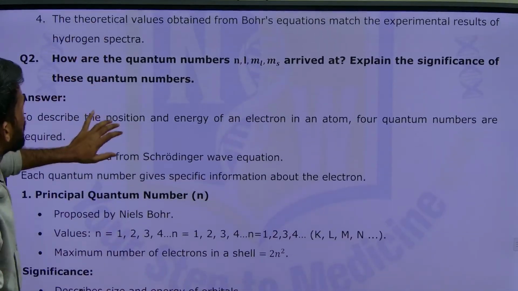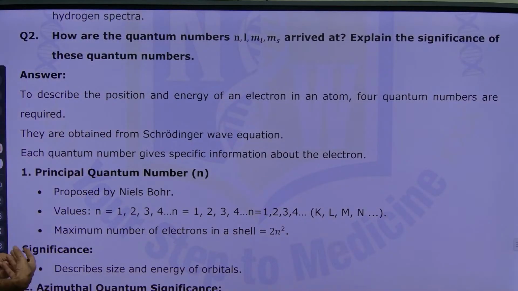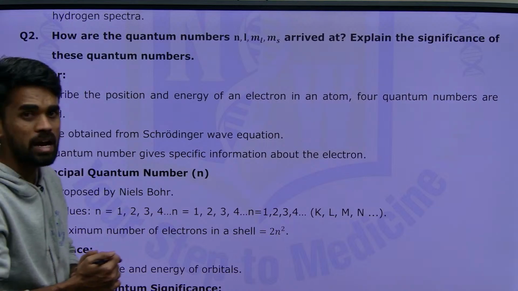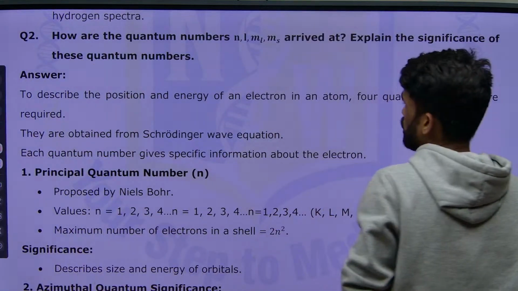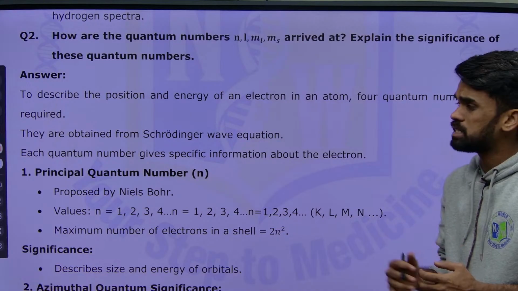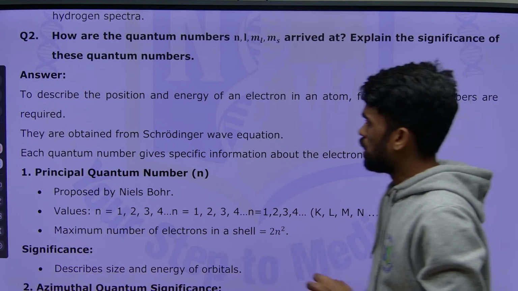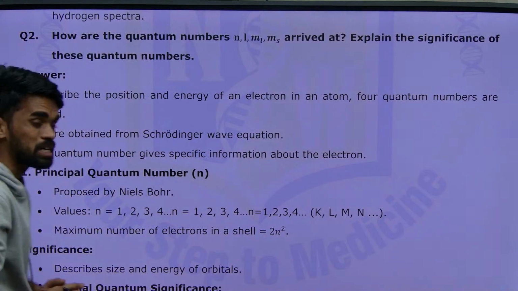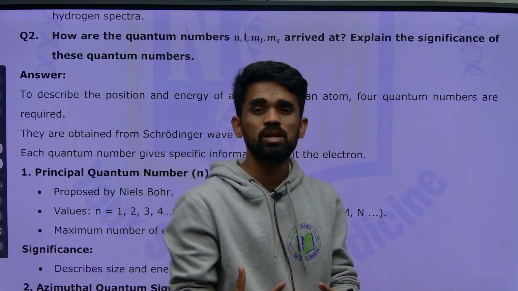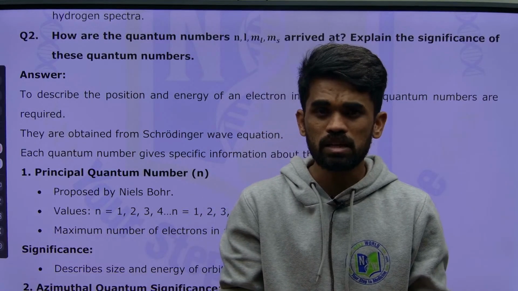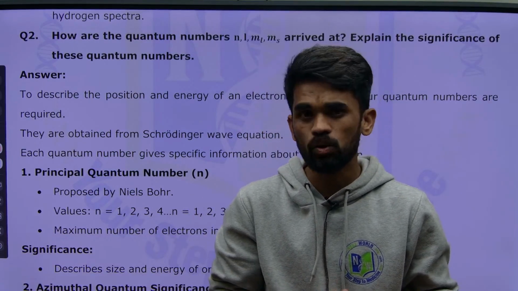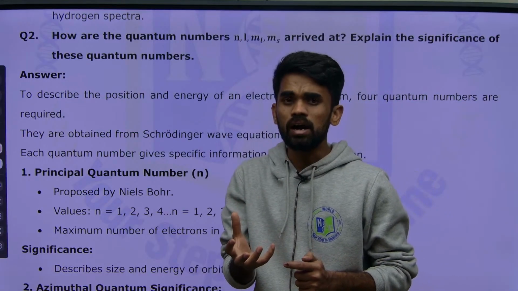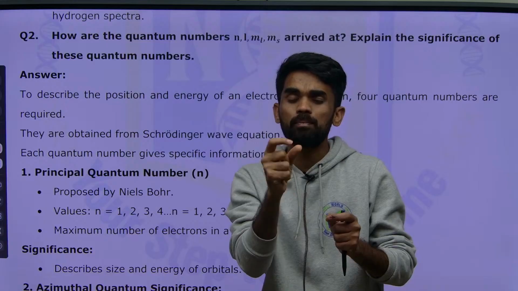Now what is our second question here? How are quantum numbers n, l, m, ms arrived at, and what is the significance or importance of these quantum numbers? This will be one more important question you must focus on. First of all, what is the use of quantum numbers? This is a generalized question first, just make it yourself. Quantum numbers give the exact address of an electron present in an atom.